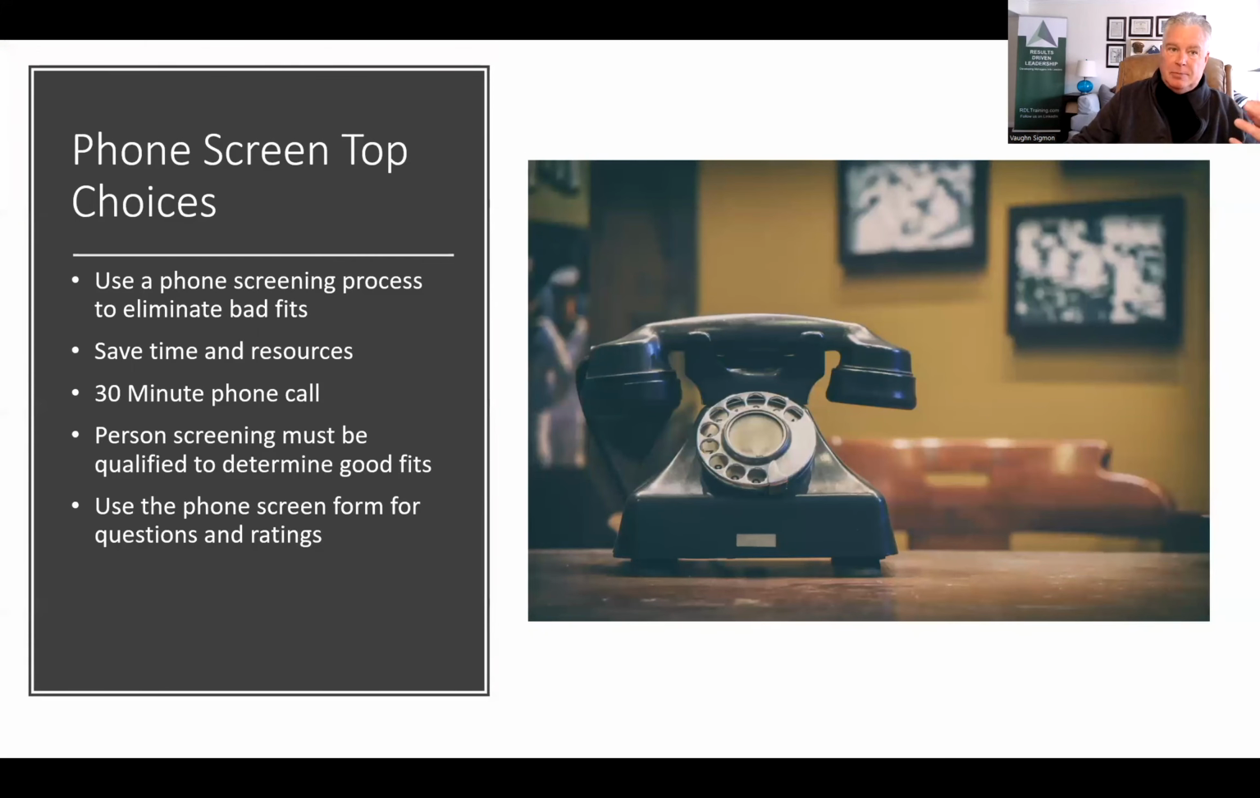Because the next step that I encourage, and again, this is part of the downloadable documents as part of this course, is the phone screen. Again, it's a form. You can make it your own. If you don't like the questions on there, change the questions.